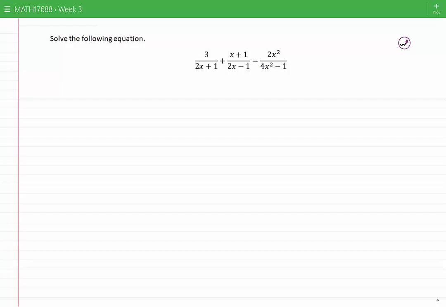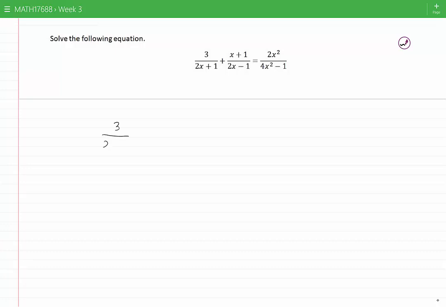Solve the following equation. We note that this equation is a fractional equation. The best way to handle fractional equations is somehow to get rid of the fractions. I'm going to explain how we do that in this particular case. Pay attention that we can write this equation in the following form.